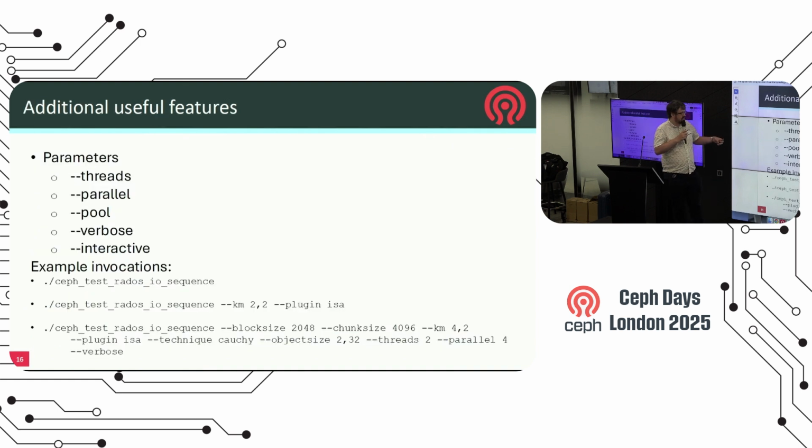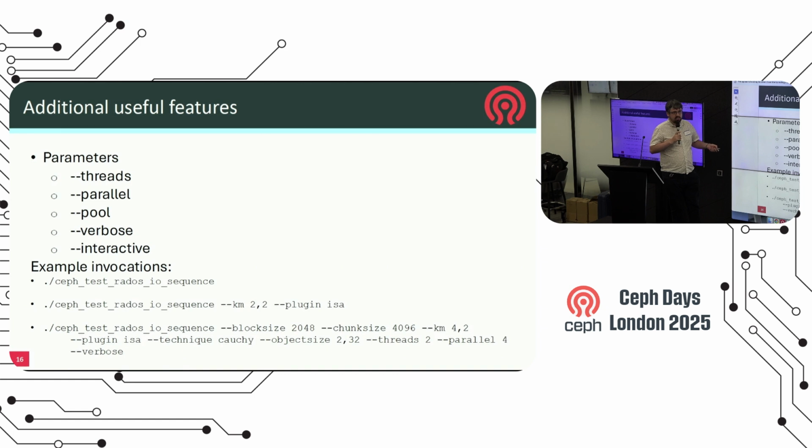There are a few other additional features which are quite useful in this tool. We've got threads, which allows you to specify how many IOs you're doing to a single object at the same time. We've got parallel, which lets you control how many objects you want to write to in parallel at the same time. We've got pool, so you can predefine a pool rather than having the program generate it for you. We've got verbose, which is quite interesting if you're developing, or just if you want to learn how the tool works. It'll output each IO as it goes through, and tell you what that IO is doing.